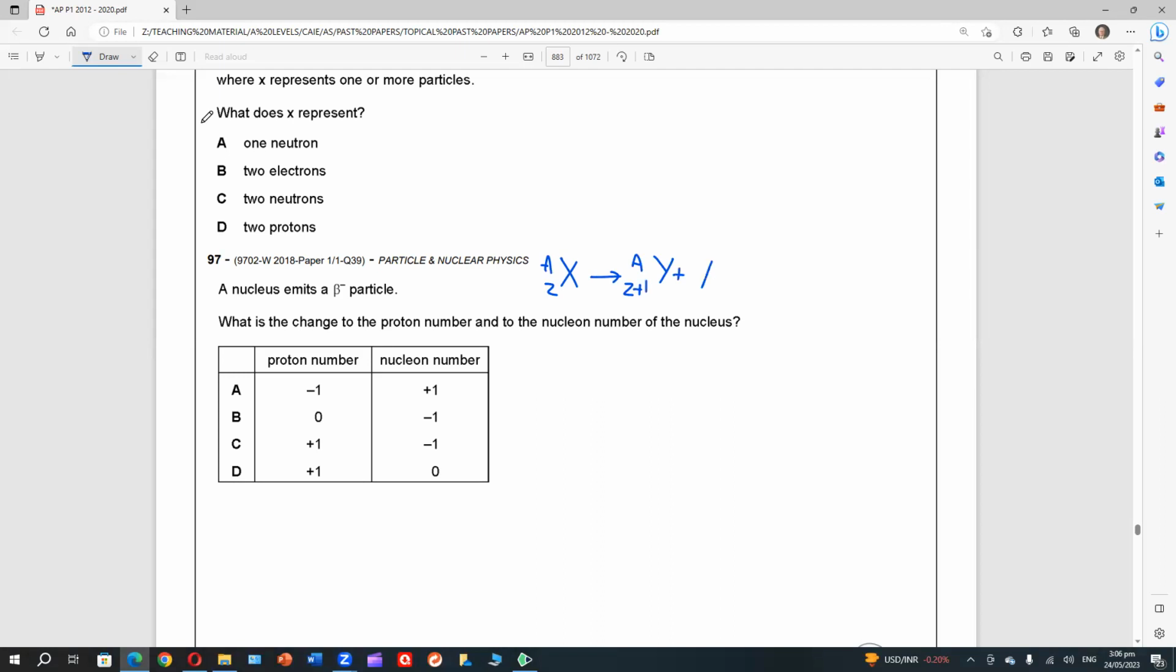So an anti-neutrino will be formed. This is the equation. So the proton number is increased by 1, so it is either C or D. There is no change in mass number. Then it is D.